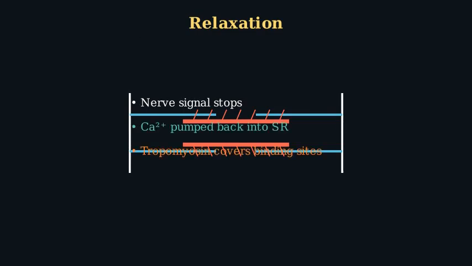This cycle repeats as long as calcium and ATP are present. The thin filaments slide over the thick filaments, shortening the sarcomere. This is the sliding filament theory.